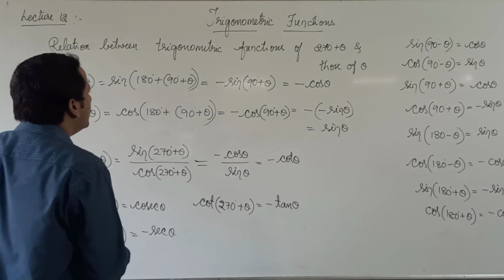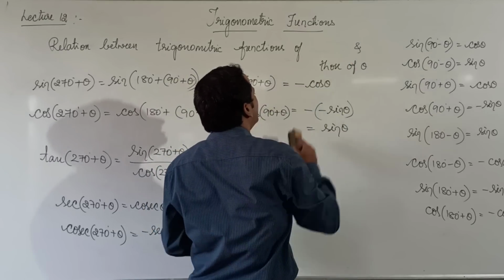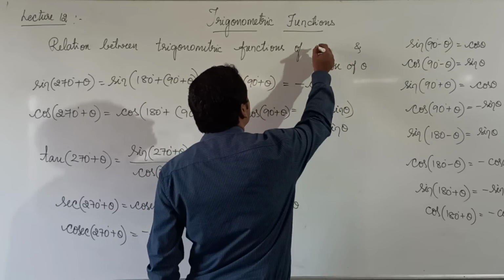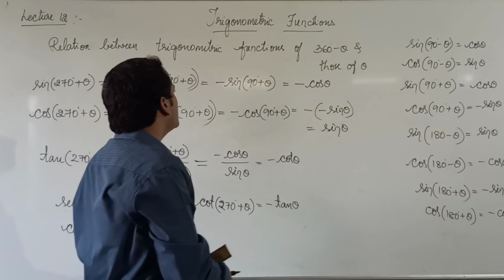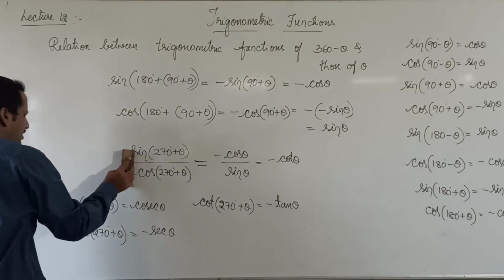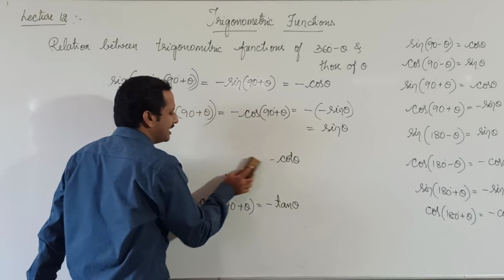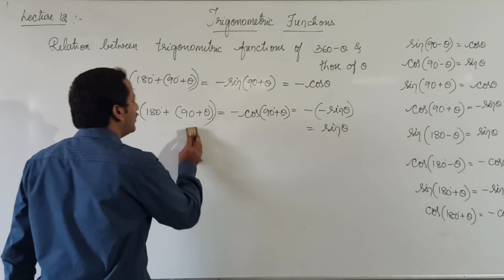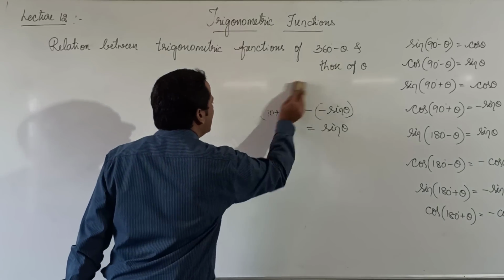Okay, so now let us go forward. Instead of 270 plus theta, now I will take 360 minus theta. Trigonometric functions of 360 minus theta. I want to establish the relation between the trigonometric functions of the angle 360 degree minus theta and the trigonometric functions of the angle theta.